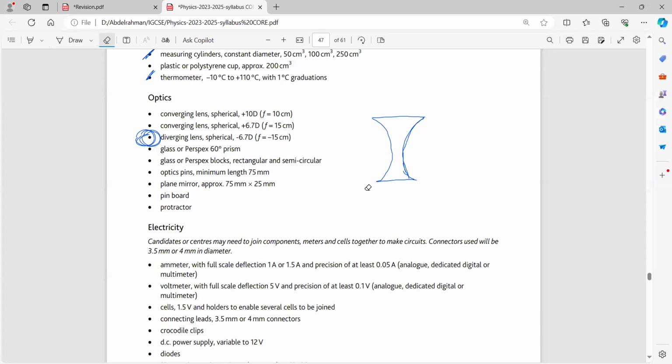Okay, they would be the same, but again, these are for the diverging lens more than the converging lens. One point which is quite important: the plane mirror.